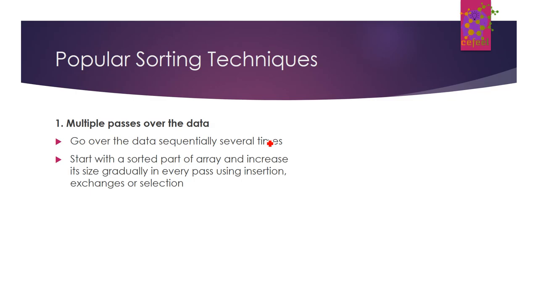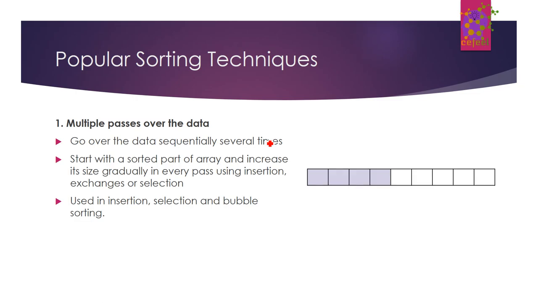And when we are doing it, sometimes we exchange values, sometimes we compare the items within the array, sometimes we select the minimum element of the array. So we do some sort of operation, and then we just go through the array multiple times sequentially. And this strategy is employed by insertion sort, selection sort, and bubble sort, because these are the simple sorting algorithms that we know.